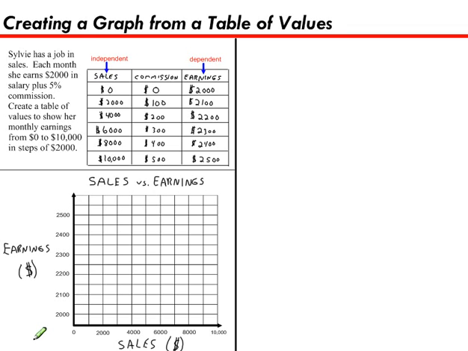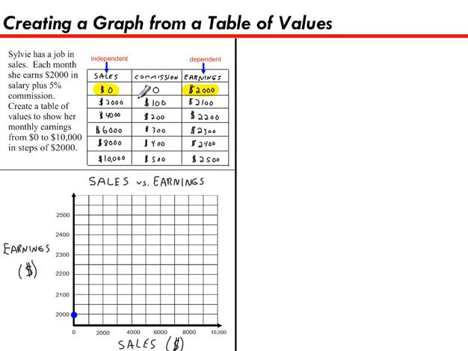Now let's go ahead and add our points on the graph. Our points are sometimes referred to as ordered pairs. And a pair just means, of course, you have two things. So each point represents a value from sales and a value from earnings. Our first point will be $0 for sales and $2,000 for earnings. So we need to go find that on the graph. Well, sales, $0 is right here, and I'm going to go up to 2,000. And there is my first point. I'm going to add that now.